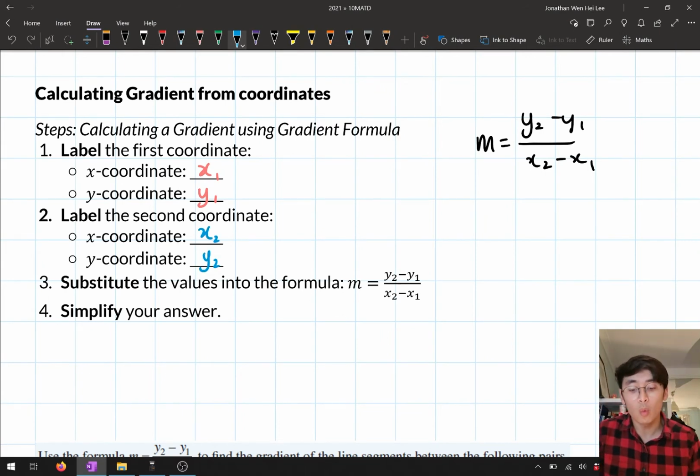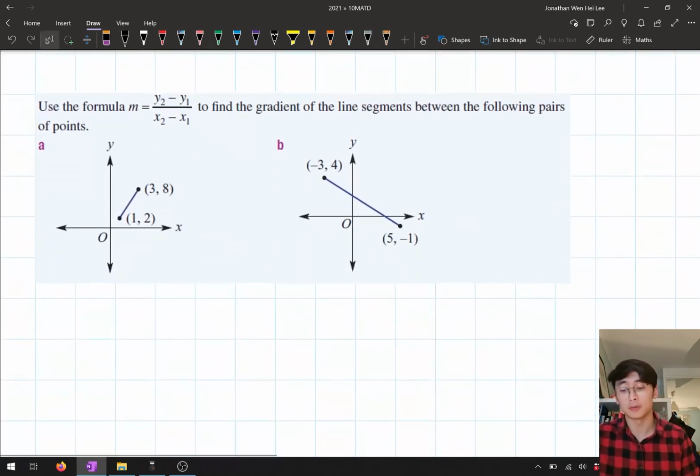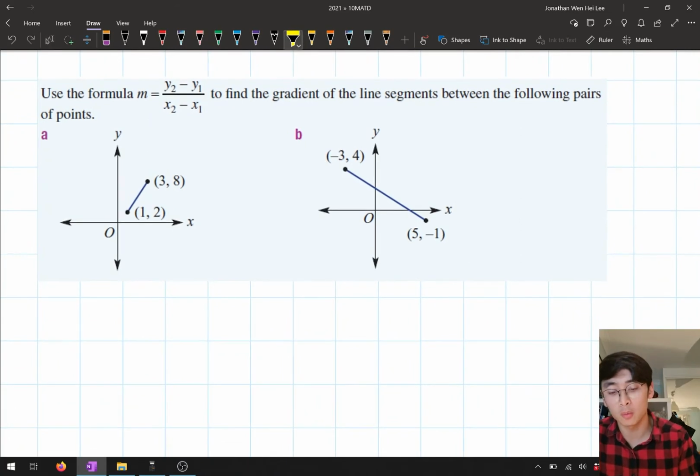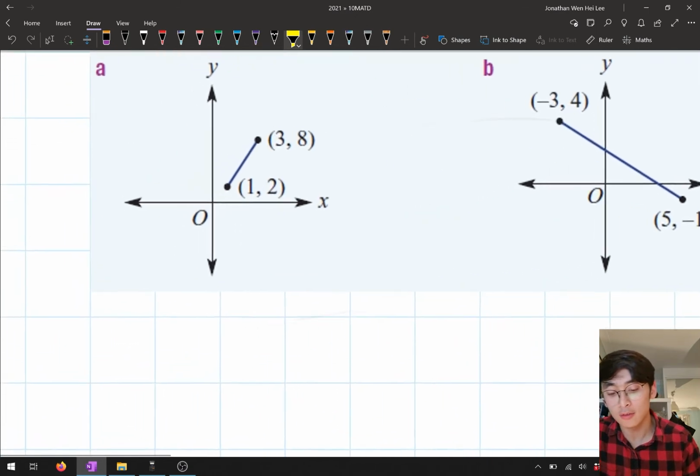Then once we've done that, we substitute the values into the formula. We look at this formula, and then we substitute those values into those spots. Once we've done that, we simplify our answer. So let's have a go at a couple of examples where we need to do this. Here we're going to use this formula, the gradient is equal to y2 minus y1 over x2 minus x1, to find the gradient of the line segment between the following pairs. Let's have a look at this first example.